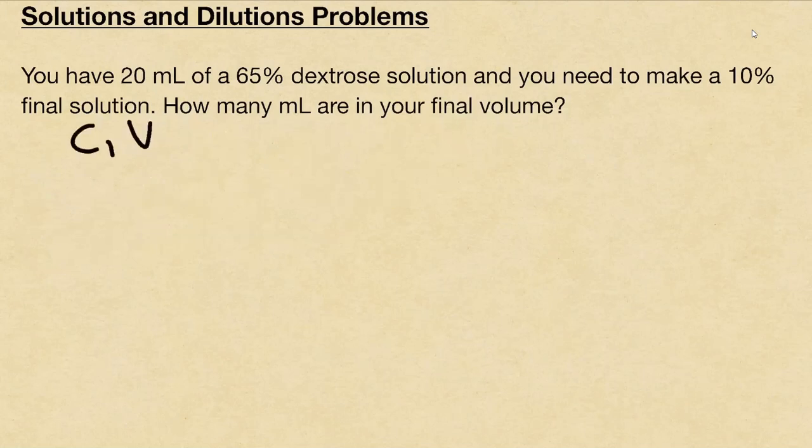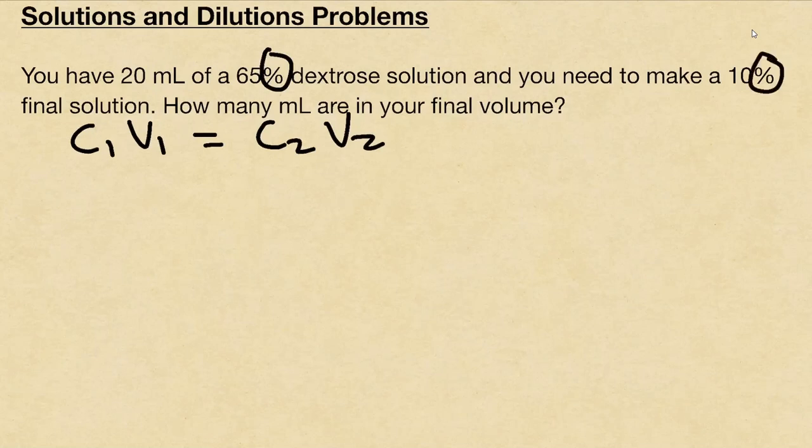We had our C1 equals C2 V2. All right, let's plug in these numbers. Now remember, you can't really work with a percentage. So we're going to go ahead and take that percentage and turn it into something that we can actually math out much more easily. So our original concentration is what? 65%. So let's go ahead and plop that in here, 65.